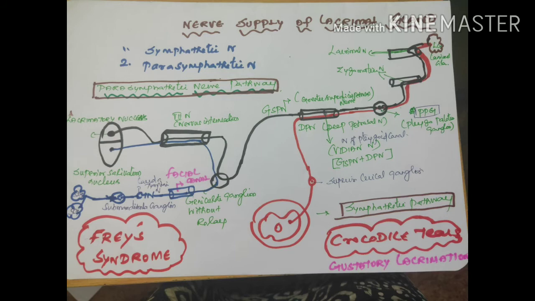Before going to crocodile tears, we should know about the salivary gland nerve fibers pathway. The parasympathetic nerve supply of the salivary gland arises from the superior salivary nucleus, and the preganglionic fibers pass along with the nervus intermedius and enter into the geniculate ganglion. From the geniculate ganglion, through the chorda tympani nerve, it enters into the submandibular ganglion. In this ganglion, the fibers synapse and postganglionic fibers arise from here and supply the submandibular salivary gland and sublingual salivary gland.